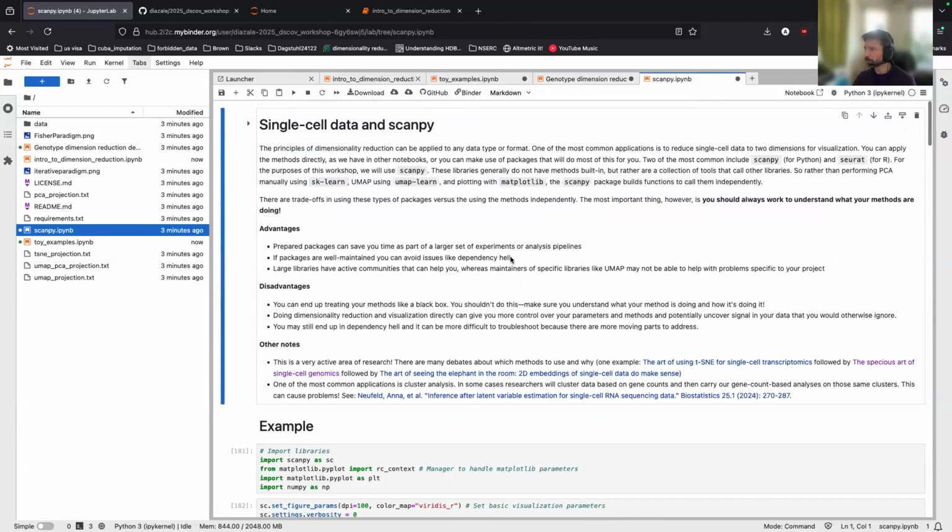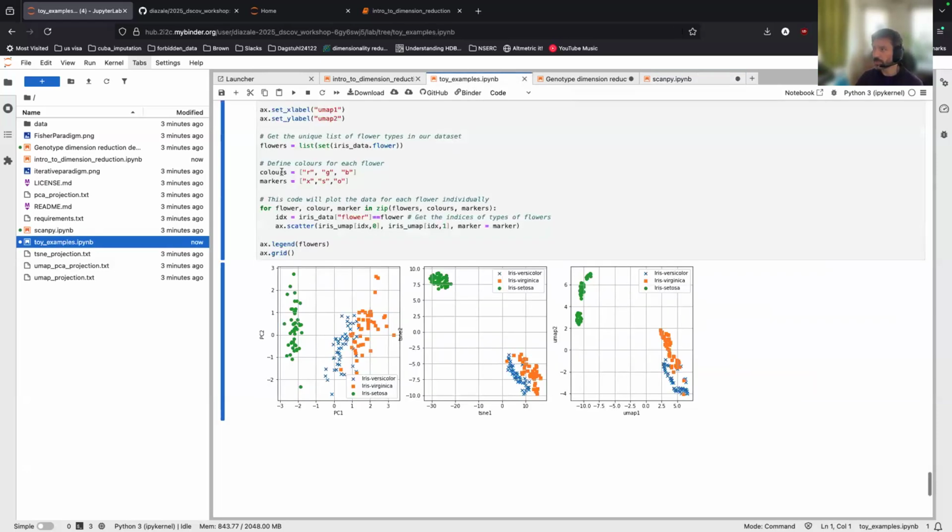And then the ScanPy notebook. So this talks about two things. One is the advantage or disadvantage of using a Python package that does TSNE, UMAP, PCA, whatever for you. The big advantage is if you're pressed for time, you don't super care about the finer details, a pre-prepared package can do a lot of the heavy lifting for you. So you just plug your data in and then go through it. And the larger libraries do have a lot of community support. The disadvantage is a lot of people end up treating these like a black box. So I would really encourage you not to do that, but to play around with at least the toy examples notebook that I have so you can get an idea for it.